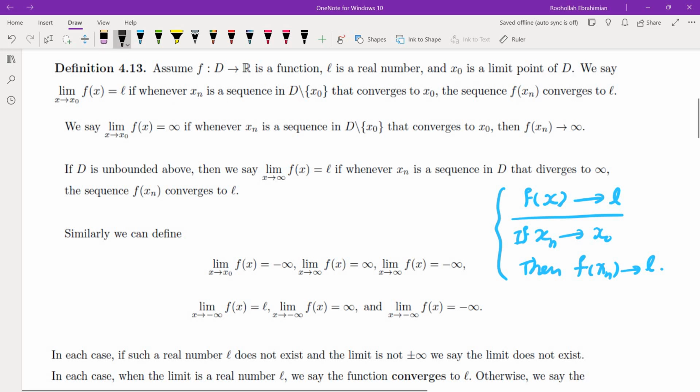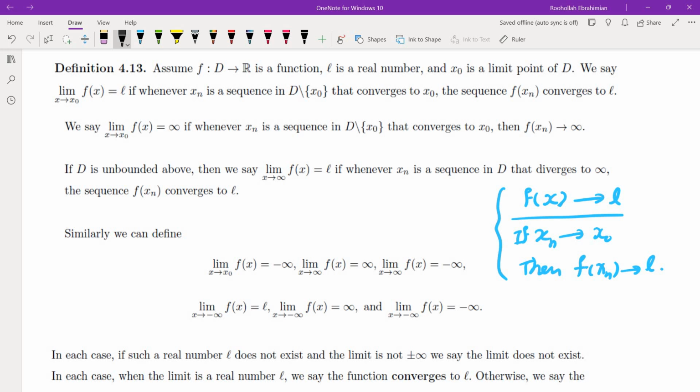Okay, so that's the definition. Now, there are other possibilities. For example, if you want to define the limit of f of x as x approaches x naught equals infinity, what you need to show is that if you have a sequence in D, excluding x naught again, that approaches x naught, then f of xn approaches infinity. So same idea, except that L is replaced with infinity.